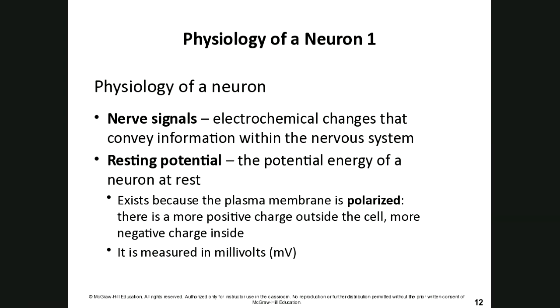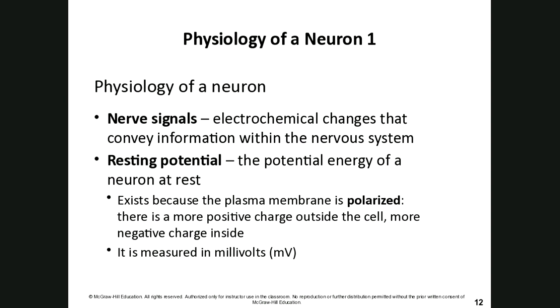So a little bit of vocabulary here. Nerve signals are really electrochemical changes that send information within the nervous system. Remember, nerves don't tweet, they don't text, they don't Facebook, they don't Snapchat. So in order for them to send information, it has to happen on a chemical level. It happens specifically on an electrical chemical level. So that means there's going to be voltage change, and that voltage change is going to be brought about as a result of negatively charged chemicals and positively charged chemicals.